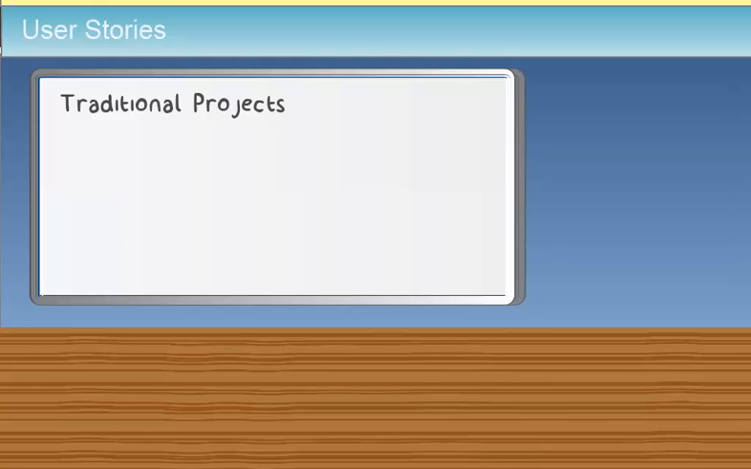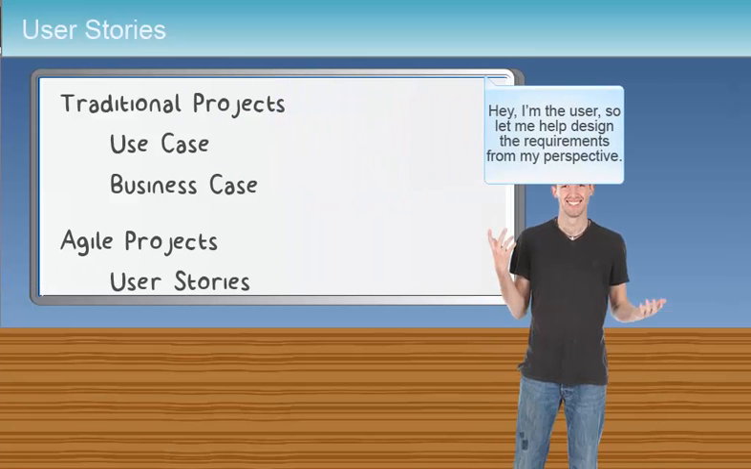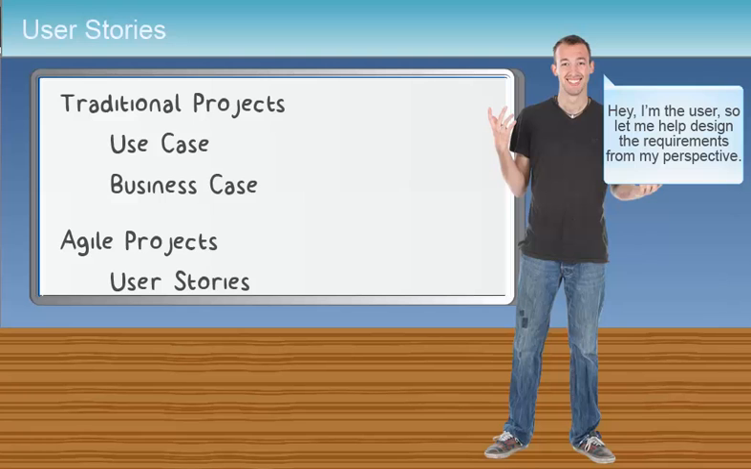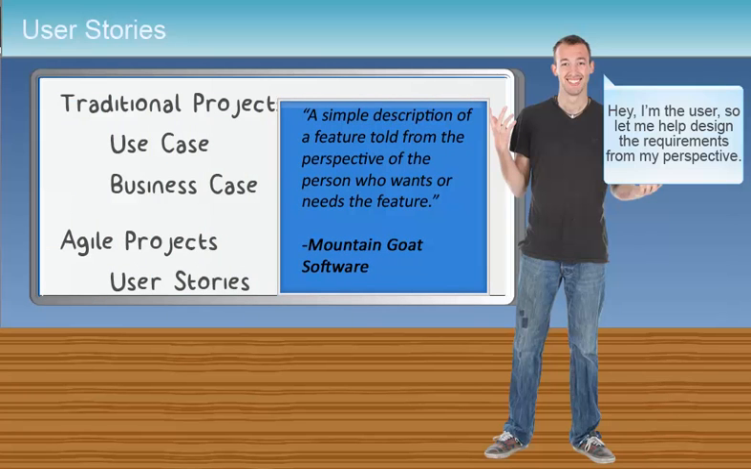If you've worked with traditional software or digital media projects before, you may have heard the terms use case or business case. Agile projects use a similar approach, but with a greater focus on the user. Agile projects' requirements are based on user stories. According to Mountain Goat Software, a user story is just a simple description of a feature told from the perspective of the person who wants or needs the feature. This is usually the user.